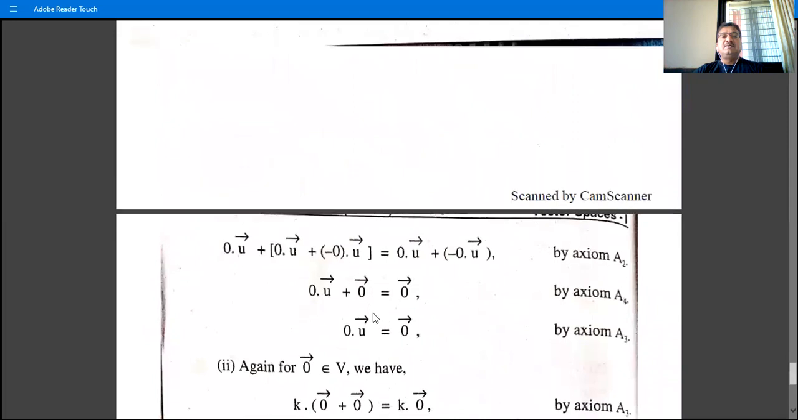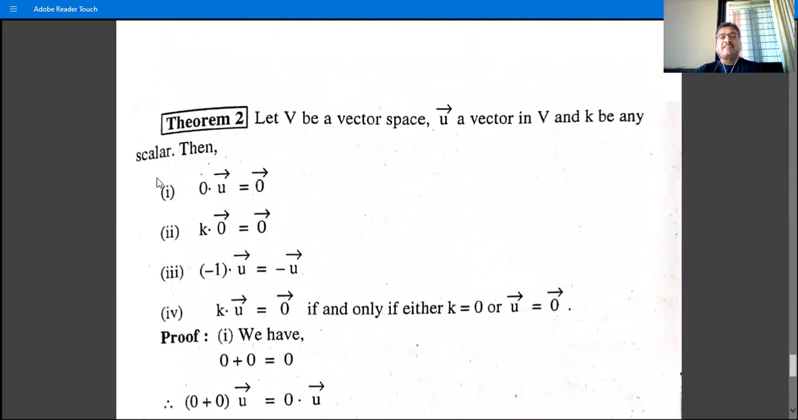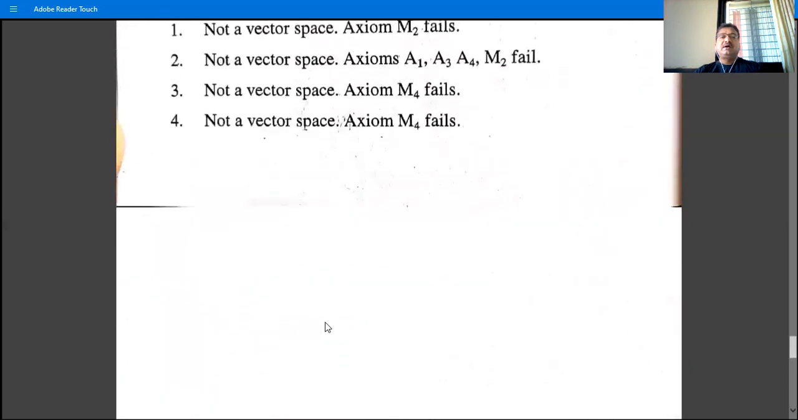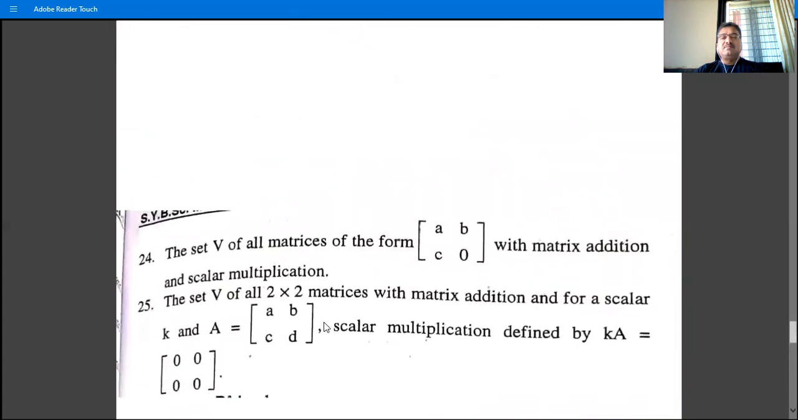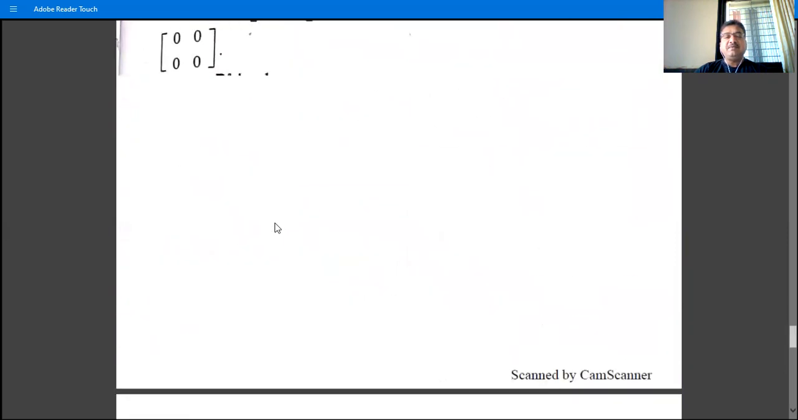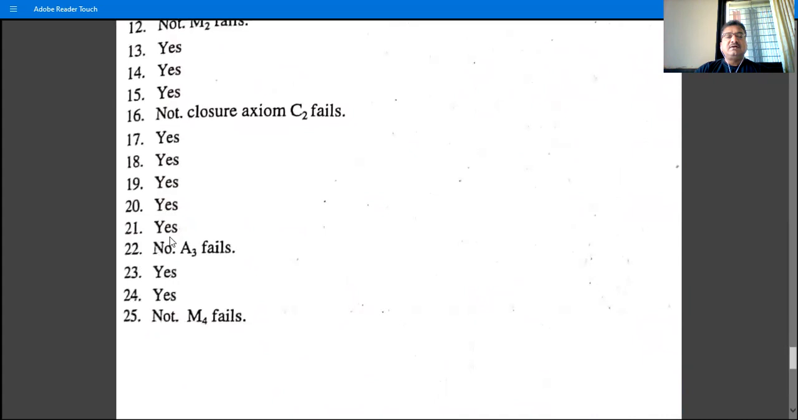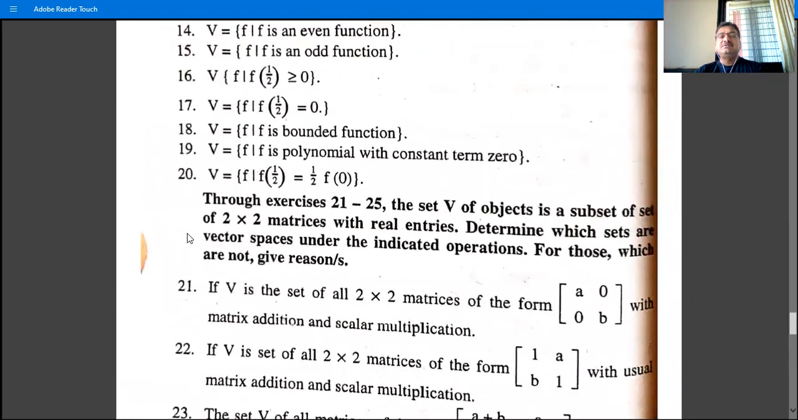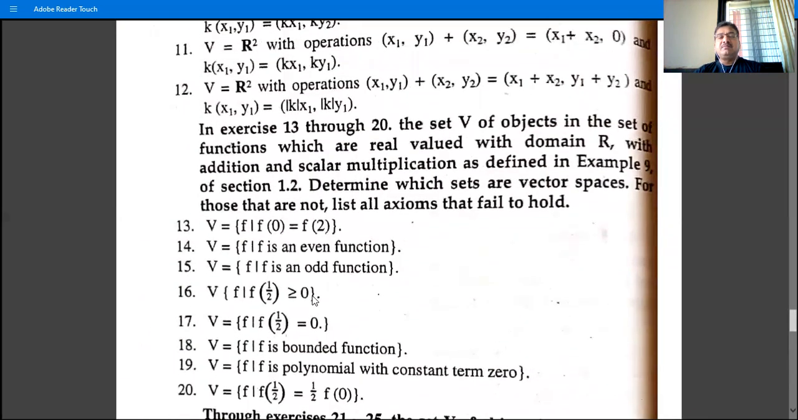So these are some properties of the vector space: 0 into u bar is 0 bar, k into 0 bar is 0 bar, minus 1 into u bar is minus u bar, and similarly the fourth one. So these are the properties of the vector spaces, and these are the examples for exercise. For example, if you take M2, this is A00V. So in this example, this is the set of matrices 2 by 1. So if you observe the answer, yes, it is a vector space. So we have to show the 10 properties. If the set is a vector space, then we have to write the 10 properties.